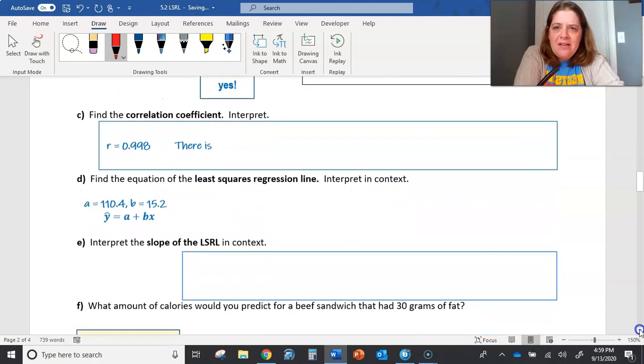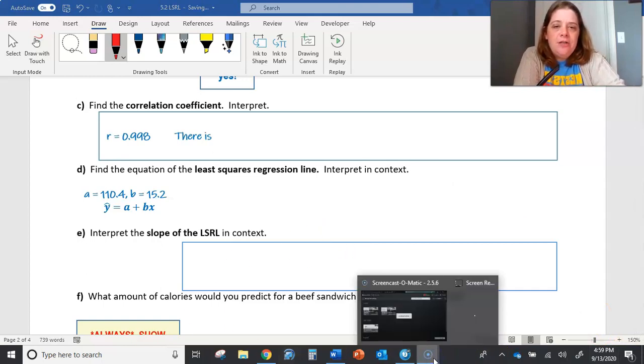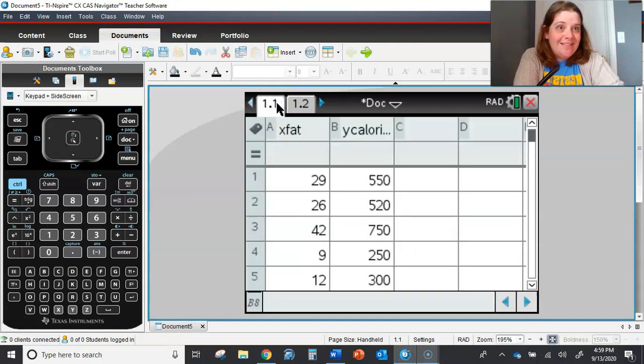And then it says find the equation of the least squares regression line, interpret in context, interpret the slope. All right, so what we need to do here is run some analysis on this. There is another video that you should have already watched to show you how to do these keystrokes. So I've got the data entered. I'm going to go back to my page with the data.